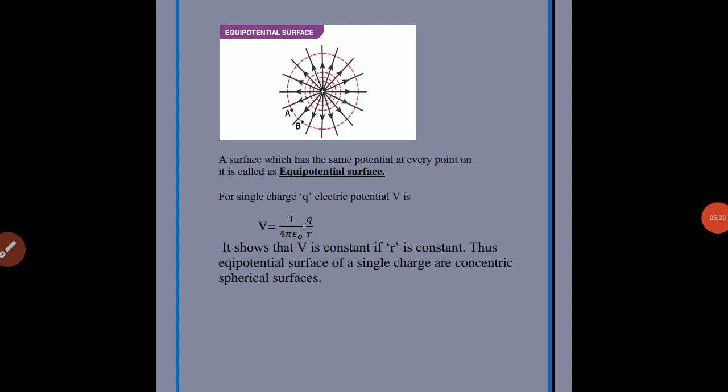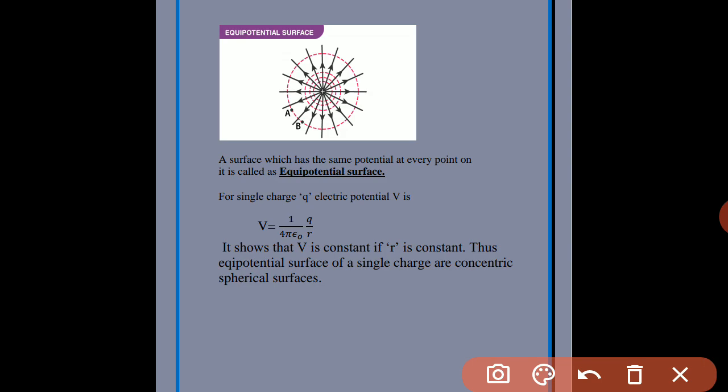And today we'll discuss a new concept in the second chapter, that is equipotential surface. Equipotential, the word itself says equal potential surface, right? So what is an equipotential surface, we'll discuss in today's class. An equipotential surface is a surface which has the same potential at every point on it, right?